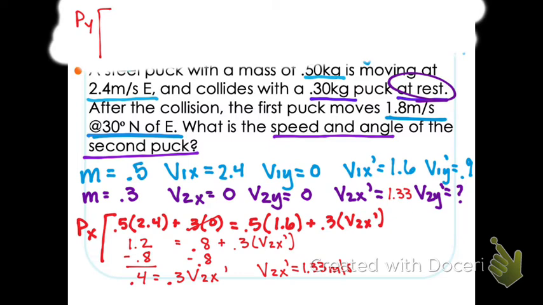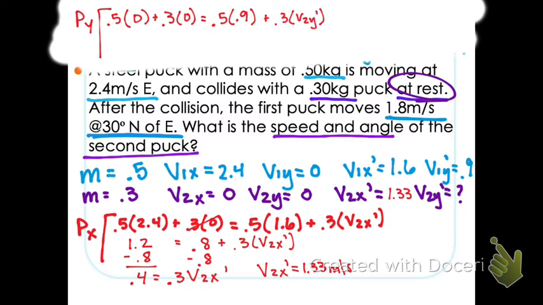M1 times V1Y, which is 0, plus M2 times V2Y, right? Do you need to bother plugging in the whole left side if it's all going to be 0? Right, you're welcome to leave it off. I'm just writing it out so that we can see it. Okay, 0.5 times 0.9, and then 0.3 times V2Y prime.